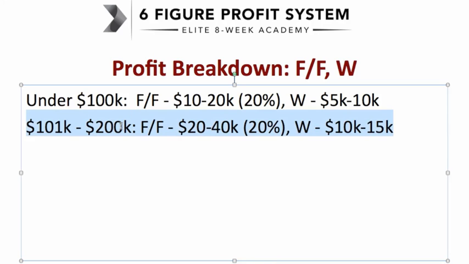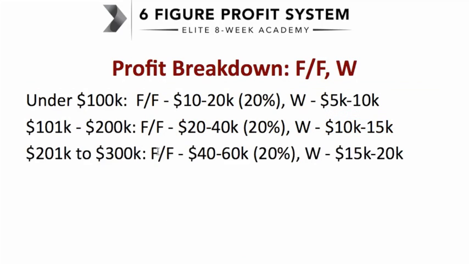Let's say we go to the 100 to 200,000. Again, if you do it right, you should be making a 20% profit, 20% of sale price. So you're now going to be making 20 to 40,000 on a fix and flip. That's your goal. That's what you should be aiming for. That's what you should make if you hit the numbers. Or a $10,000 to $15,000 profit if you're wholesaling.